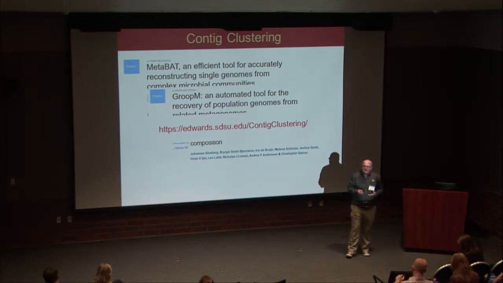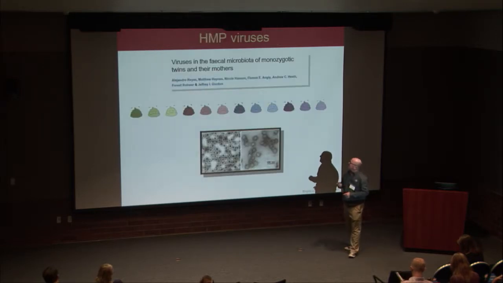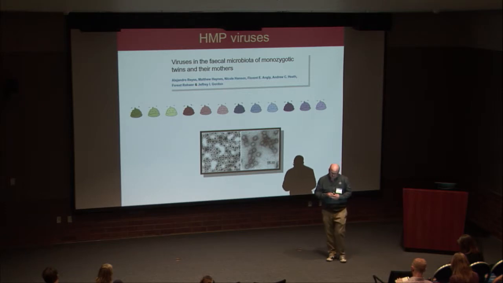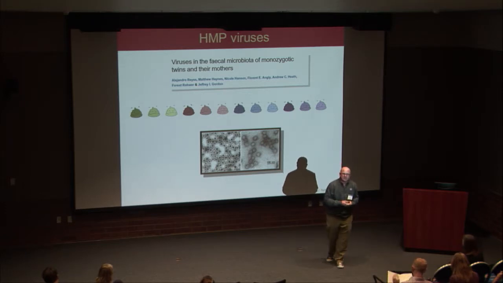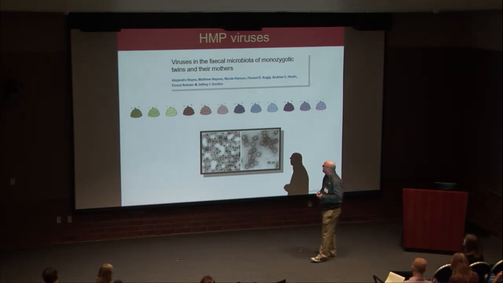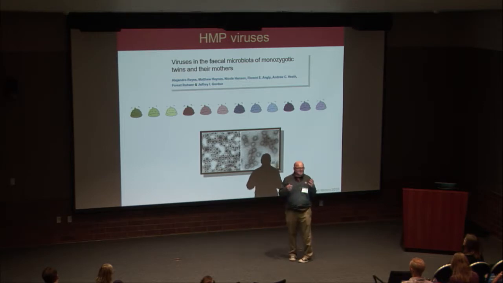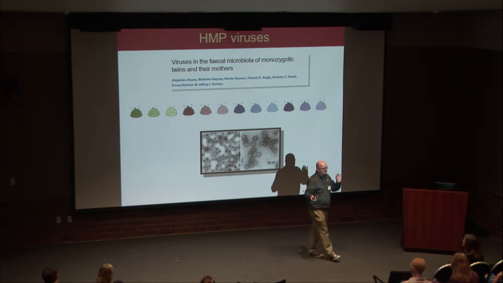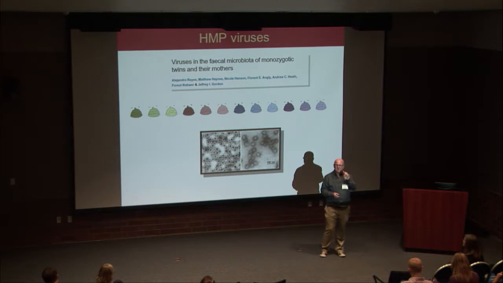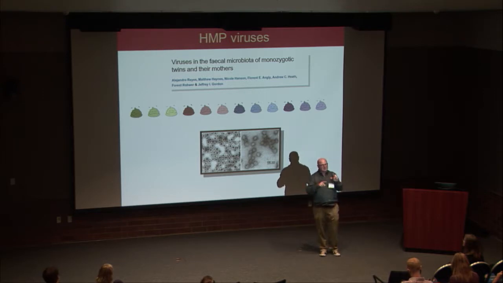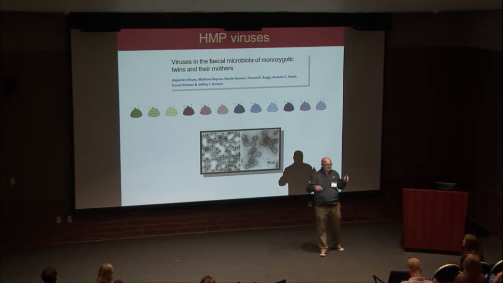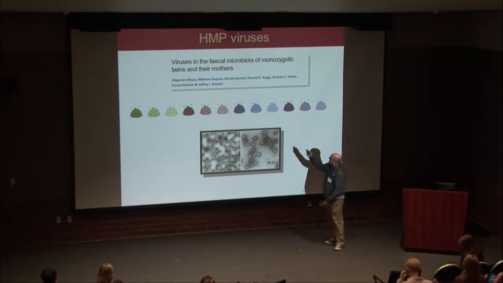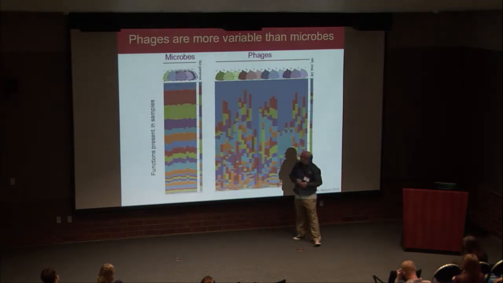So we needed a data set to try, and at the time Bas did this, Forrest, who's in San Diego with us, and Jeff Gordon published this paper where they had viruses from mothers and twins. So each mother has two twins, one pair. So you have four mothers and eight twins, 12 people in total. So there's 12 piles of poo. And they sequence the viruses.